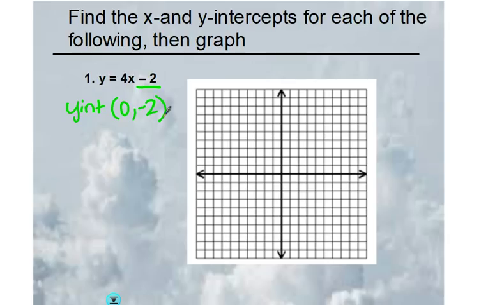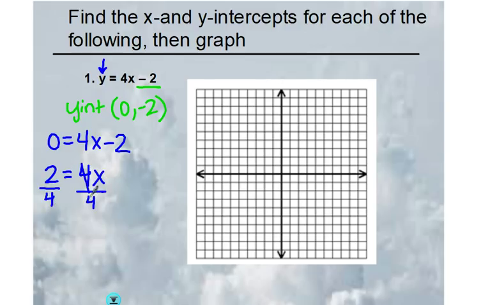It says to find them and then graph. So for the x-intercept, I'm going to replace my y with a 0 and solve for x. So I'm going to have 0 equals 4x minus 2. I'm going to add 2 to the opposite side. Now I'm going to divide both sides by 4. So I get x is equal to 1/2, because 2 over 4 would simplify to 1/2. Again, pause the note video as you need to write down this stuff.